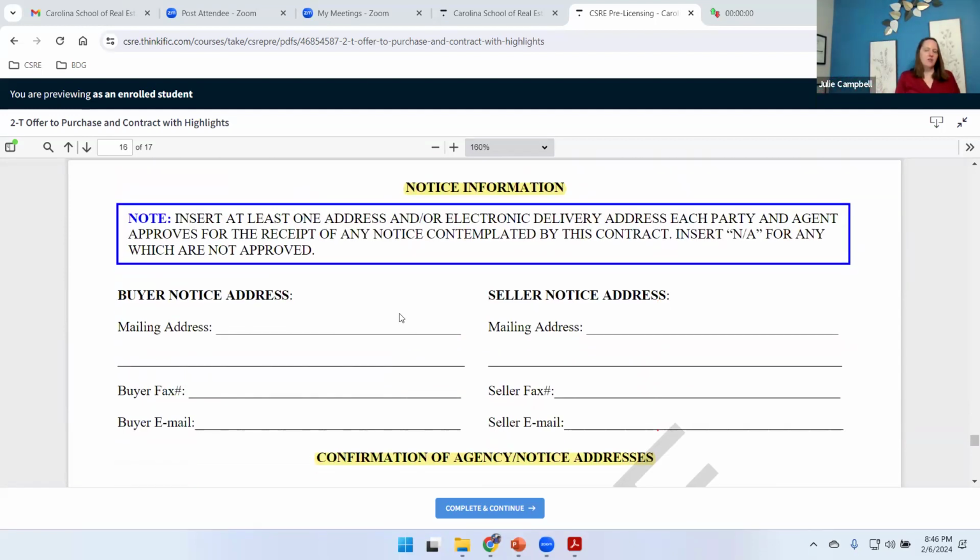Notice information. How do the parties want to be contacted? Buyers' contact information, sellers' contact information. Generally speaking, if agents are involved, the agents are communicating back and forth amongst each other, not necessarily between buyer and seller. So if we don't want our buyers and sellers to communicate or share their information, we're told to insert NA for any forms of communication which are not approved, not allowed.